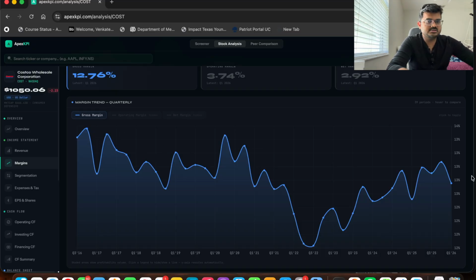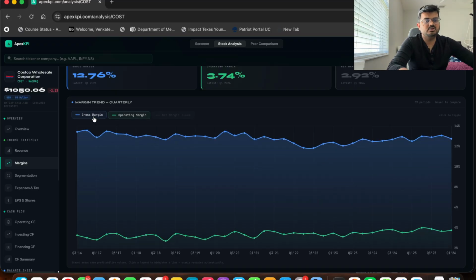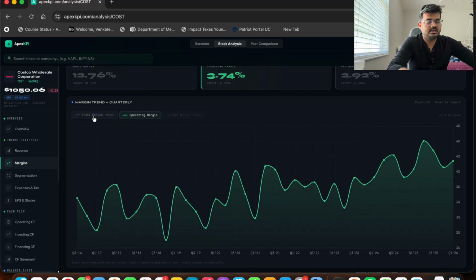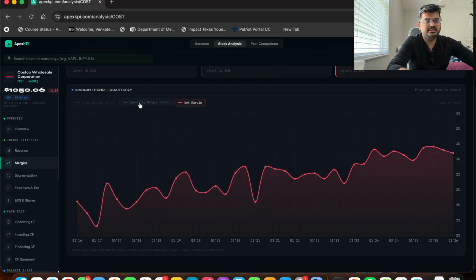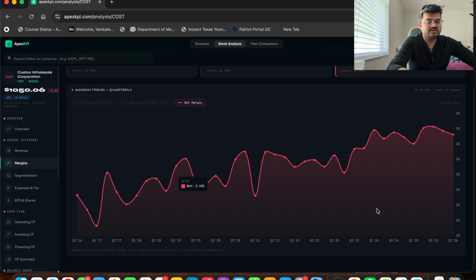And the gross margin for Costco business for the last 10 years is consistently between 12 to 14%. And next, if you want to look at the operational margin, even the operational margin over the period of the last 10 years is somewhere between 3 to 5%. That is, from the gross margin, we are just taking out the SG&A expense, but we will talk about the expense in detail in the upcoming sections.